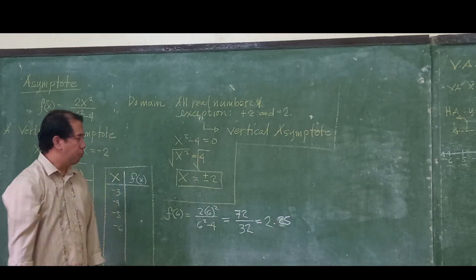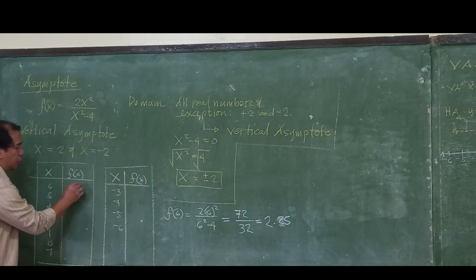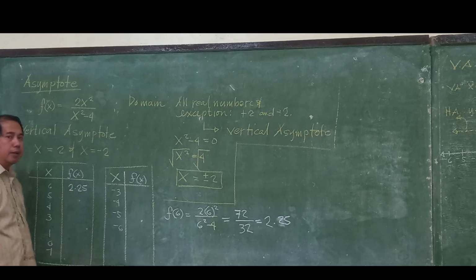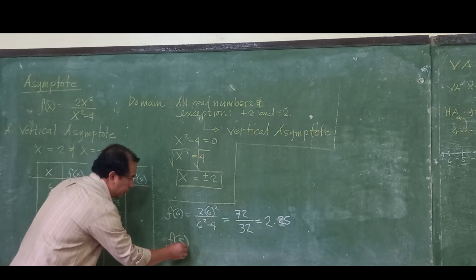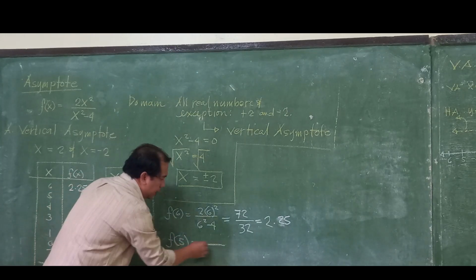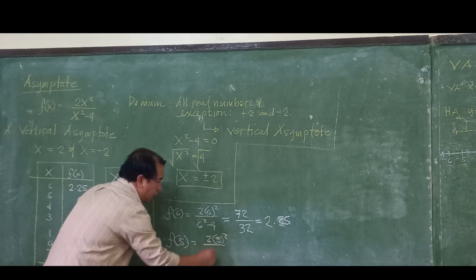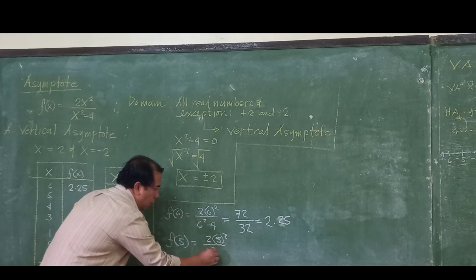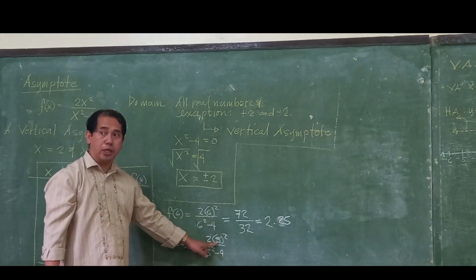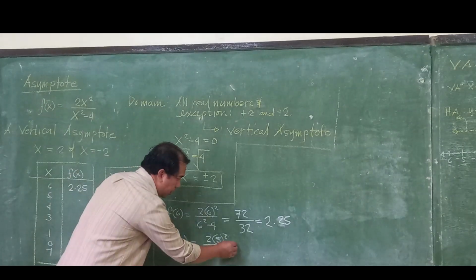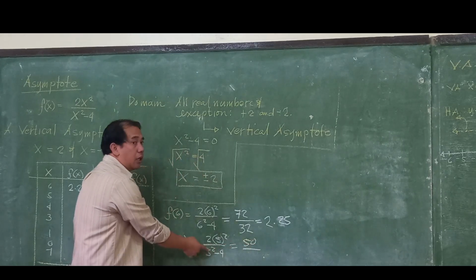2.25. Okay, 2.25. That's the time we're going to place it in here. Next, we have f of 5 is equal to, again, 2 multiplied by 5 raised to 2, divided by 5 raised to 2 minus 4. So what is that? 5 multiplied by 5 is 25, multiplied by 2 is 50. Okay? 50 divided by 21.